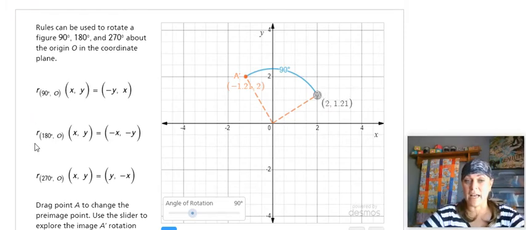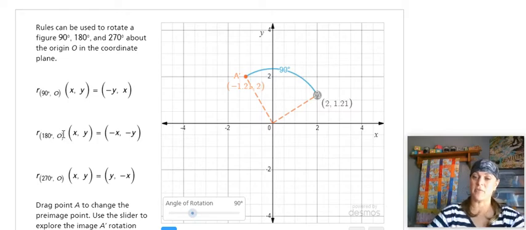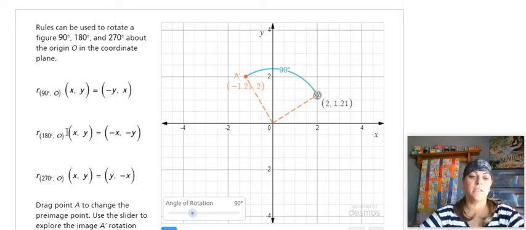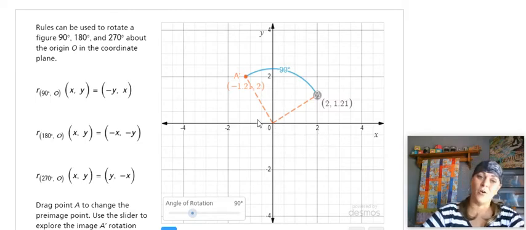Okay, rotating 180 degrees around the origin again. Now this only works around the origin. If it's from a different point, it's going to be a little different. So the concepts are there, but it won't be this exact same change in the coordinates. So around 180, the x becomes negative x. The y becomes negative y. Because this, it goes over 2, up 1.2. Now it's going to go over 2 that way, down 1.2.